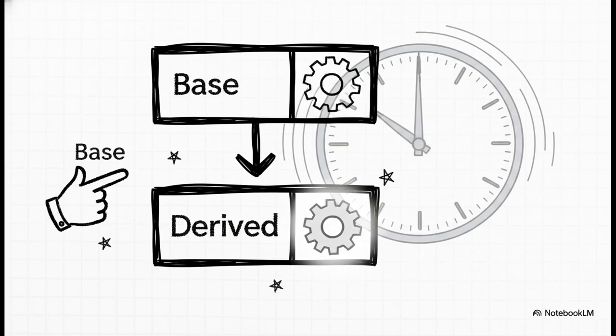Because display is virtual, the program doesn't decide beforehand. It waits until that exact moment in the code, looks at what the pointer is actually pointing to, sees it's a derived object, and says, okay, I'm calling the derived version. That is the power of late binding.